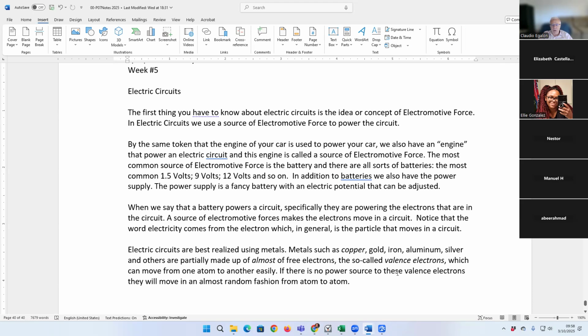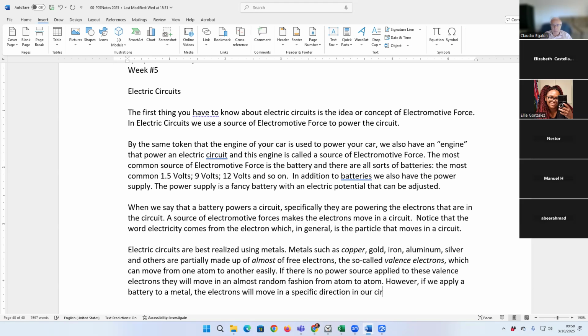If there is no power source applied to these valence electrons, they move in an almost random fashion from atom to atom. However, if we apply a source, a battery, to this metal, the electrons will move in a specific direction in our circuit.